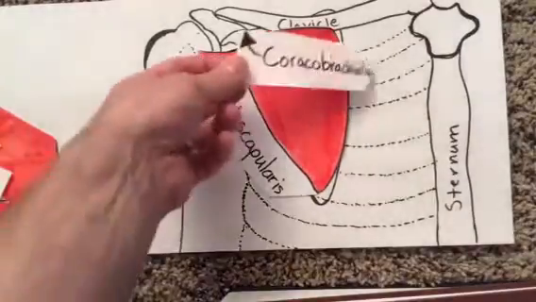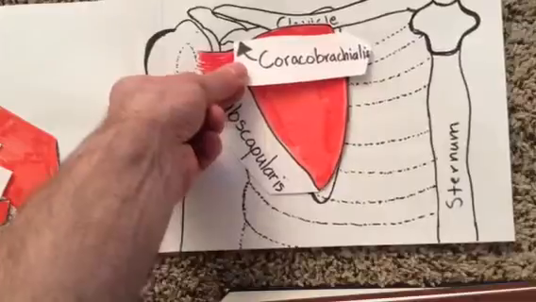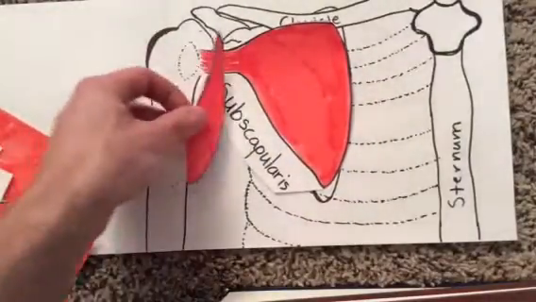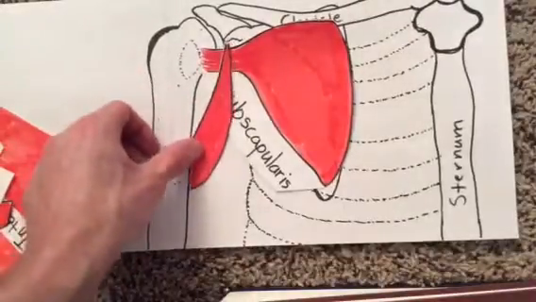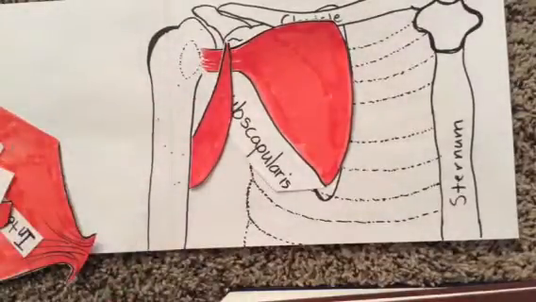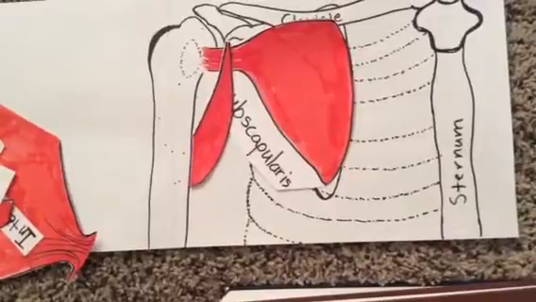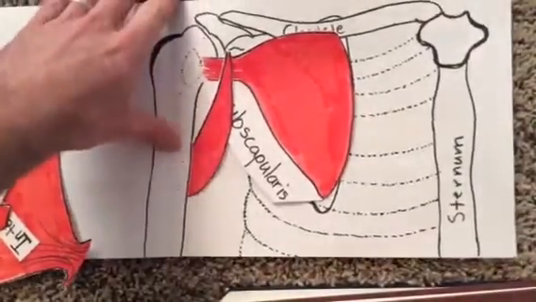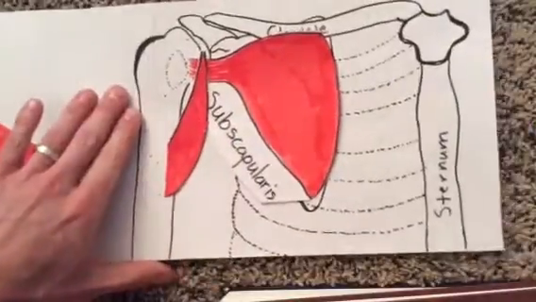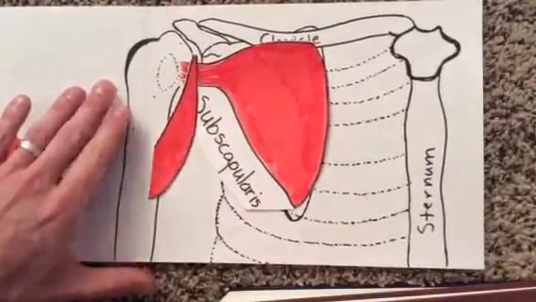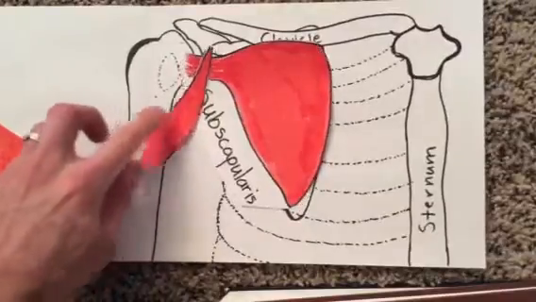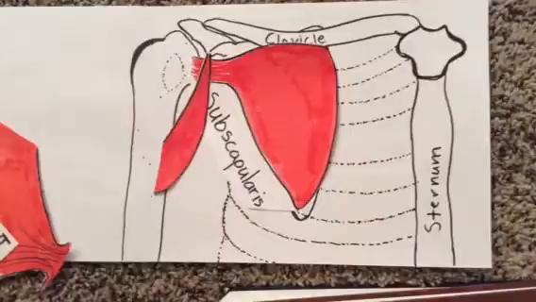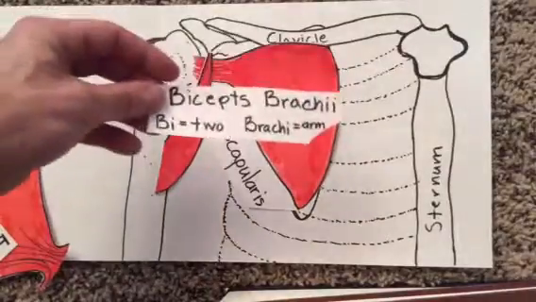And then we have the coracobrachialis, which is going to come off of the coracoid process. So let's put that in here. It's going to insert on the medial side of just the middle arm. It doesn't have a particular groove or bony prominence that it inserts on. It's just more on the middle shaft of the humerus. Let's see if we can get that in place there. That's good enough. Okay.